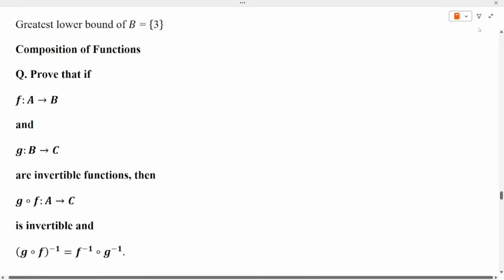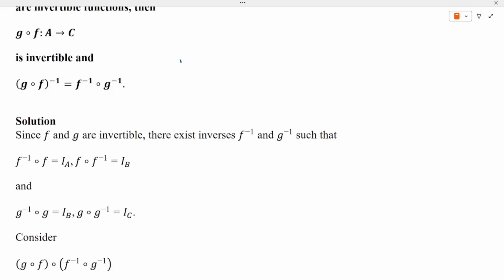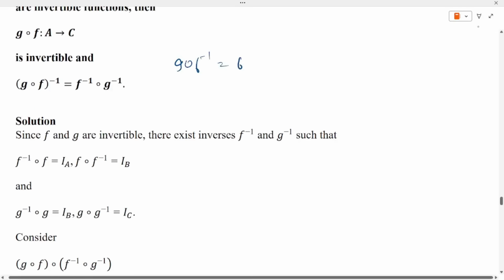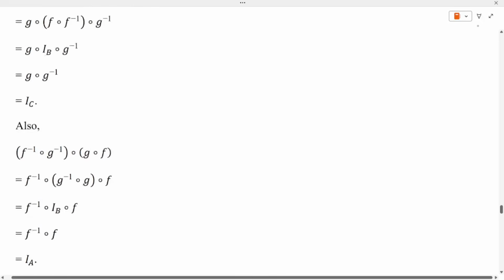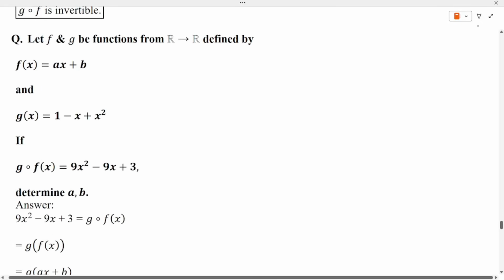And next is composition of function. I hope you know that (G o F) inverse is equal to F inverse o G inverse. That is G of F of X. This is F of G of X. They both should be equal. That's it. Okay. They will be giving a question. You can solve this easily.